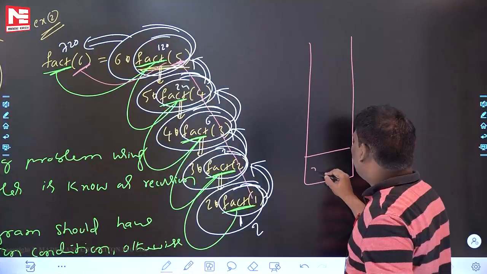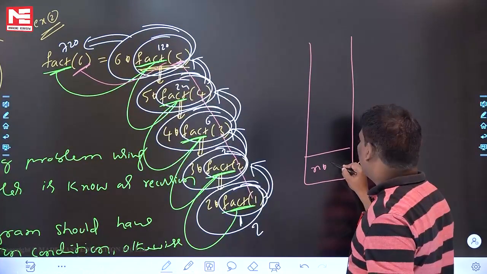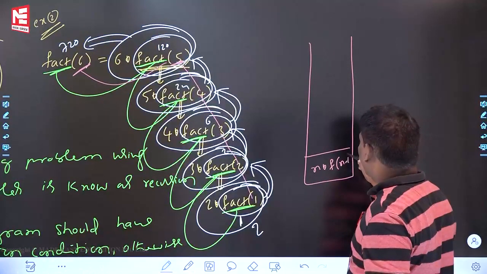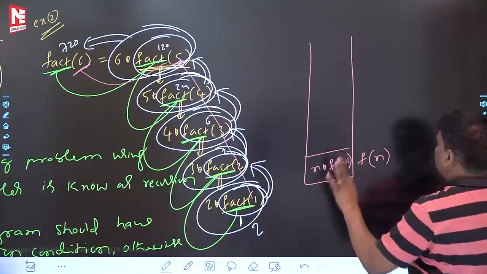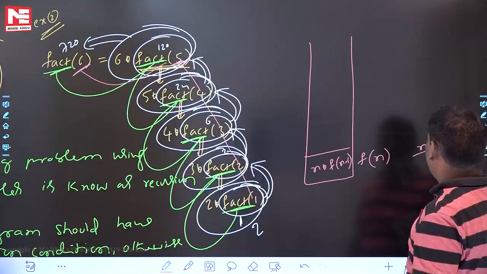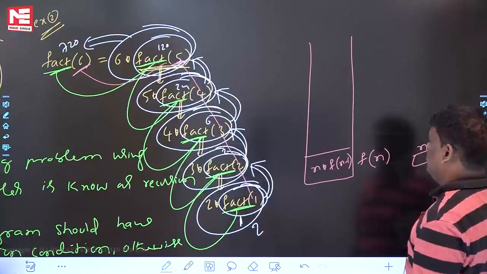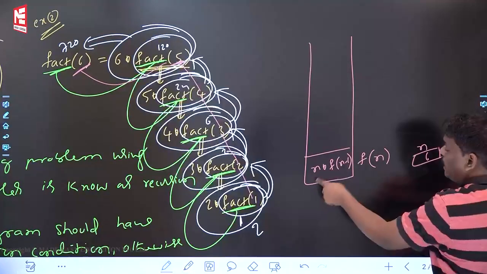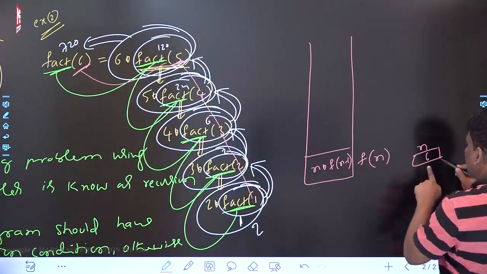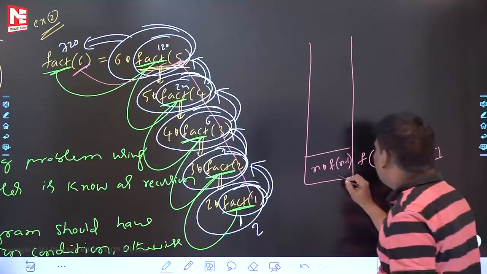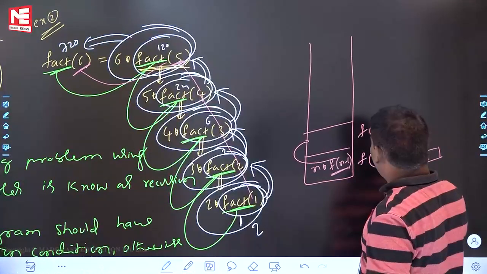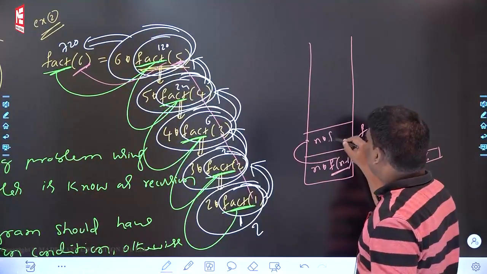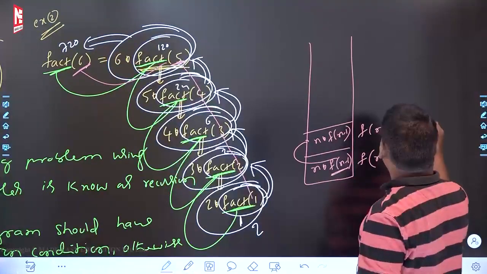What is the code? n into fact of n minus 1. Factorial of n is equal to n into fact of n minus 1. Some people are asking, sir, what is the n value? The n value is 6 here. Now, because it is a function call, push again. Same: factorial of n is n into fact of n minus 1, but here the n value is 5.